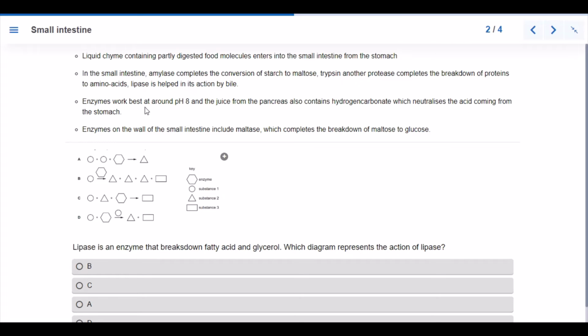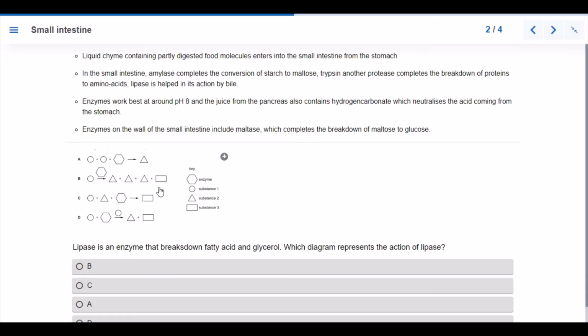Enzymes work best at around pH 8, and the juice from the pancreas also contains hydrogen carbonate, which neutralizes the acid coming from the stomach. Enzymes on the wall of the small intestine include maltase, which completes the breakdown of maltose to glucose.